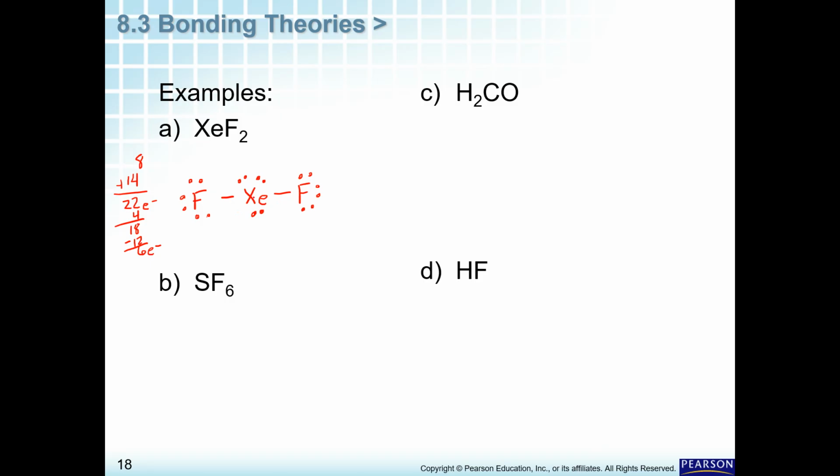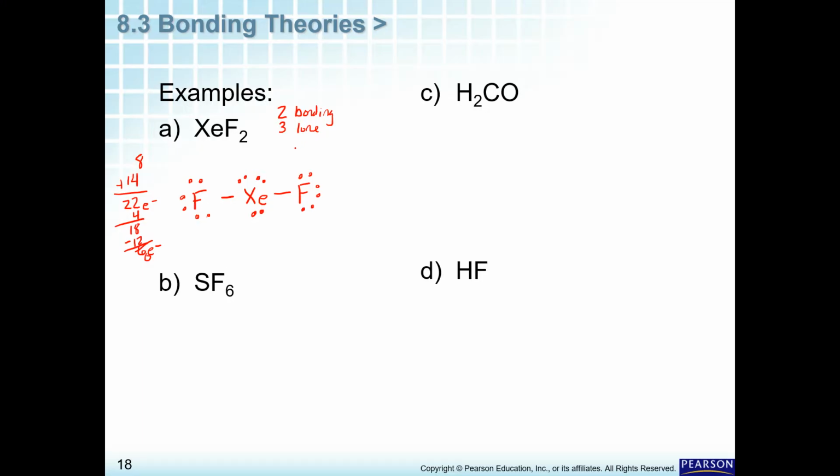When we look at this, now that we have it drawn, we can say, okay, we're going to look at our central atom, which is xenon, and we're going to look, how many things are bonded off of it? I have 1, 2 fluorine bonding off of it. So I have 2 bonding. Then we're going to look at xenon and see how many lone pairs we have. I have 1, 2, 3 pairs of lone pairs.